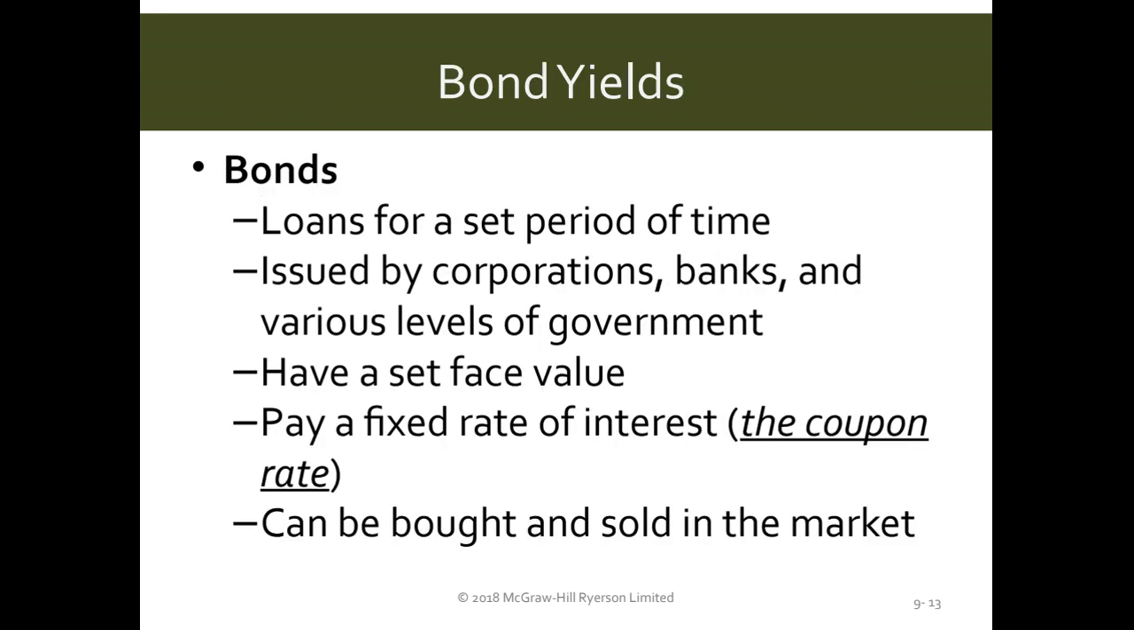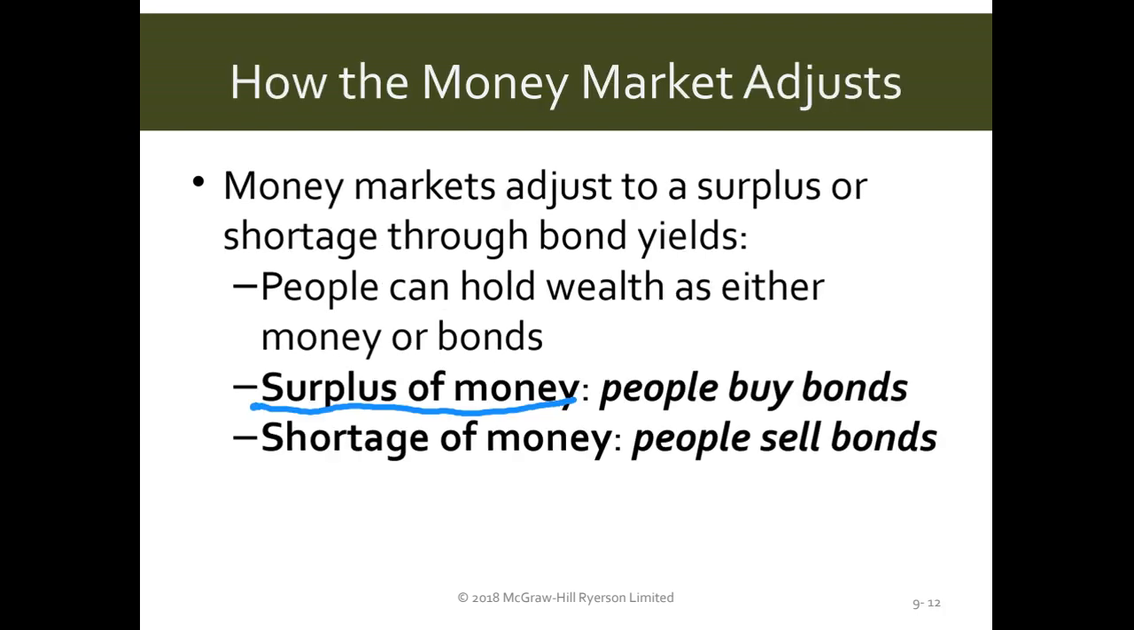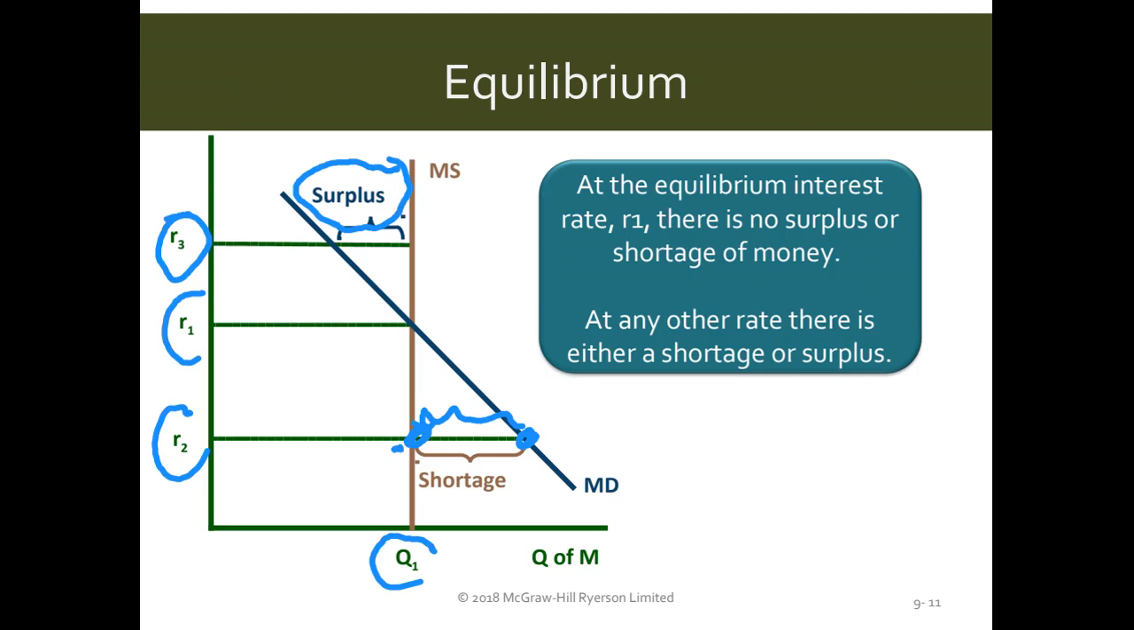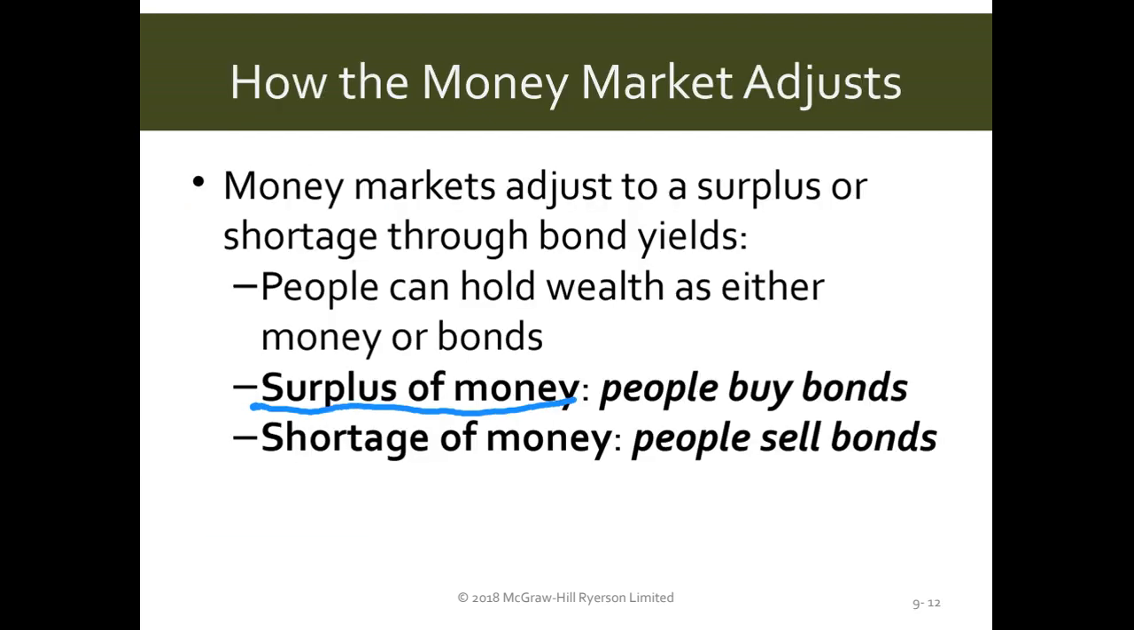So now, I told you that if there is a disequilibrium, that is, either a surplus or a shortage, what would happen? This market will adjust itself and move towards the R1 rate of interest, that is, the equilibrium rate of interest. What is that adjustment process? In order to understand the adjustment process, you have to understand how to calculate bond yields.